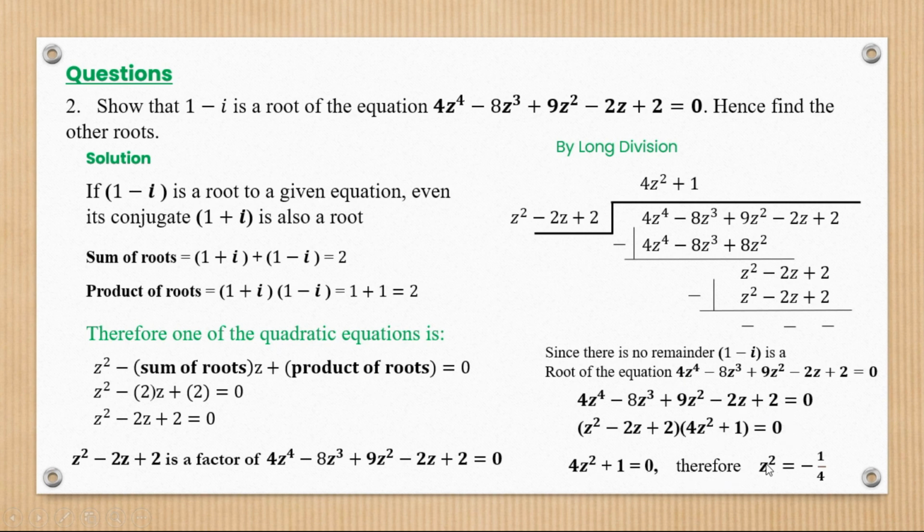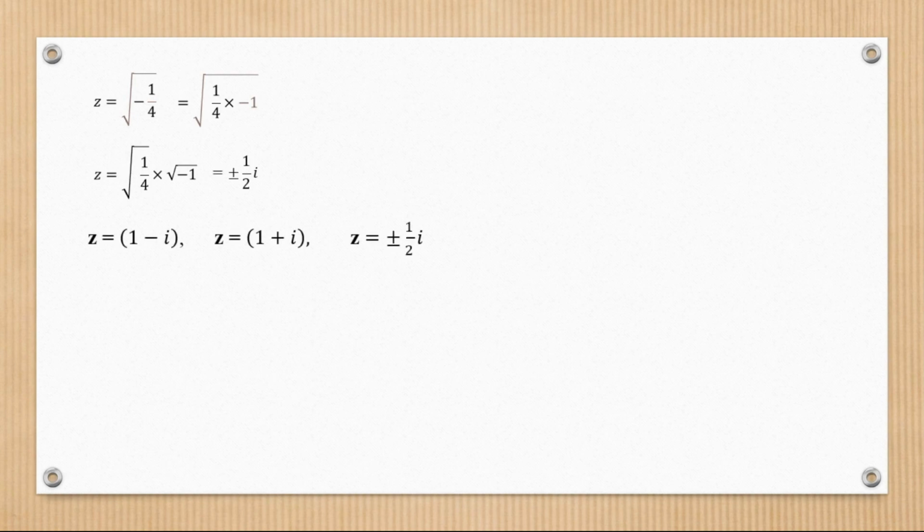and therefore making z squared the subject, we end up with negative 1 over 4. So we can also see that z is going to be equal to the root of negative 1 over 4. But since we're dealing with complex numbers, we know that the root of negative 1 represents i, so we end up having a half i. So our roots: z is equal to 1 minus i, 1 plus i, then we have also z being equal to positive or negative a half of i, because we know that a root of something can have a positive or a negative answer. So this is going to be our roots.